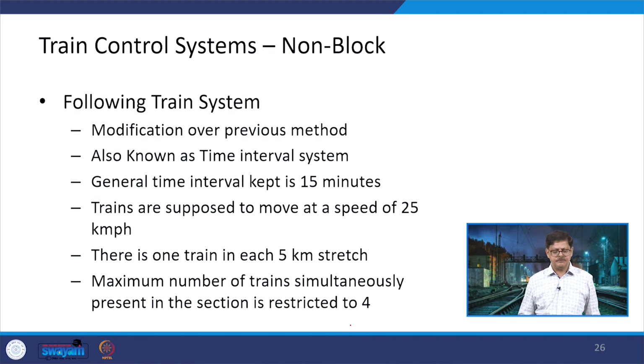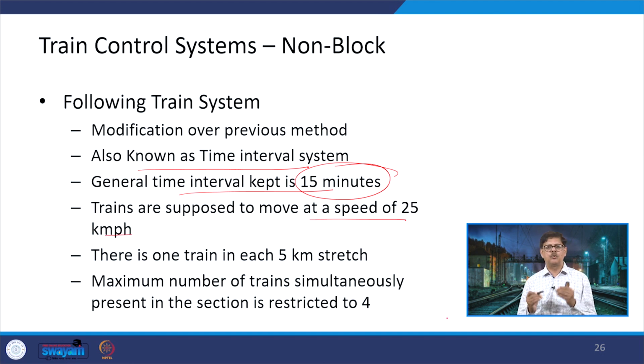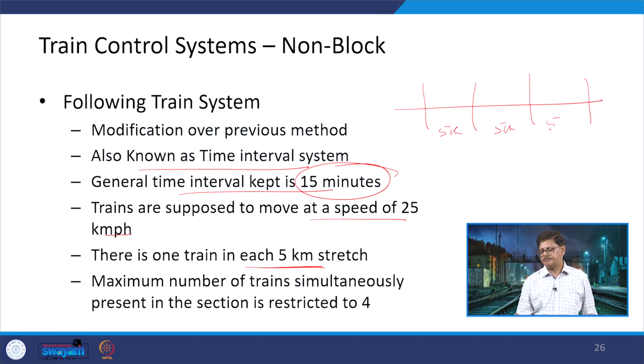Another is the following train system. It is a modification of the previous one, where we are talking about a time interval. So, it is also known as a time interval system, and this time interval between the two trains which are moving in the same direction on the same track is kept as 15 minutes. And trains are supposed to move at a speed of 25 kilometers per hour. So, a very low speed is there in this case, and there is one train in each 5 kilometer stretch. That means now we are talking about a section which is divided into 5 kilometer stretches, and there can be one train in each of those stretches. The maximum number of trains simultaneously present in a section is restricted to 4.